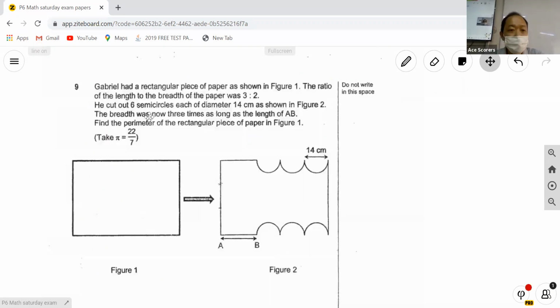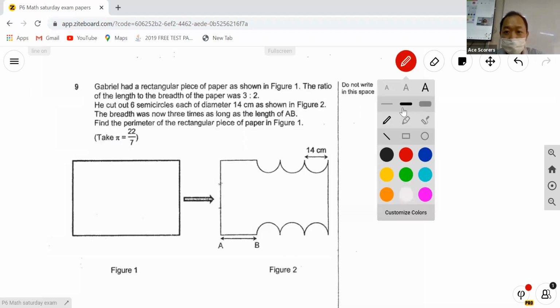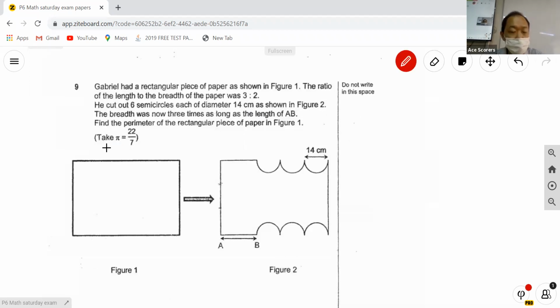Okay, so in question number 9, Gabriel had a rectangular piece of paper I showed. Now the ratio of the length to the breadth was 3:2. So this is 3. This is the last question for today. Okay, so this is 3 units and this is 2 units. Anyone got anything for this? Question 9? No? This is tough.